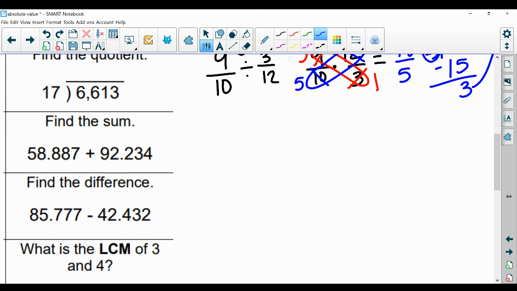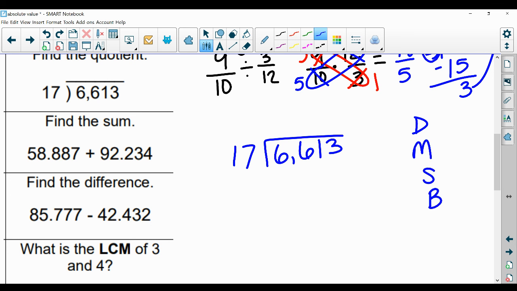All right, so the next question is find the quotient, which means we need to divide. Remember, our steps to division is: does McDonald's sell burgers? Divide, multiply, subtract, and bring down. We look at 17, and 17 will go into 6 0 times. So I slide over to 66. I don't know my 17 facts, so I just have to pick a random number. You know that my magic number is 5, so that's what I start with.